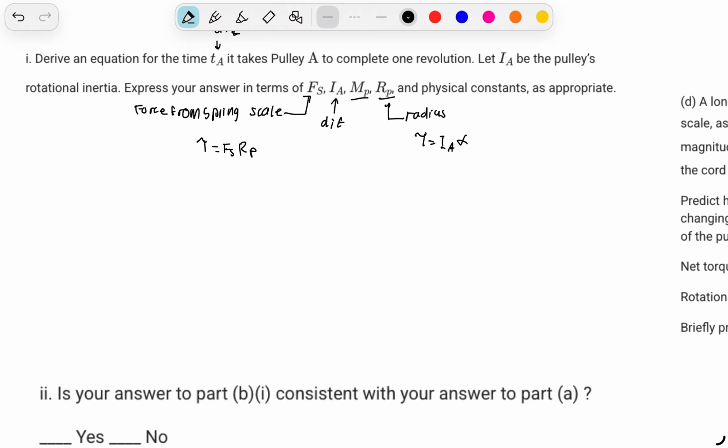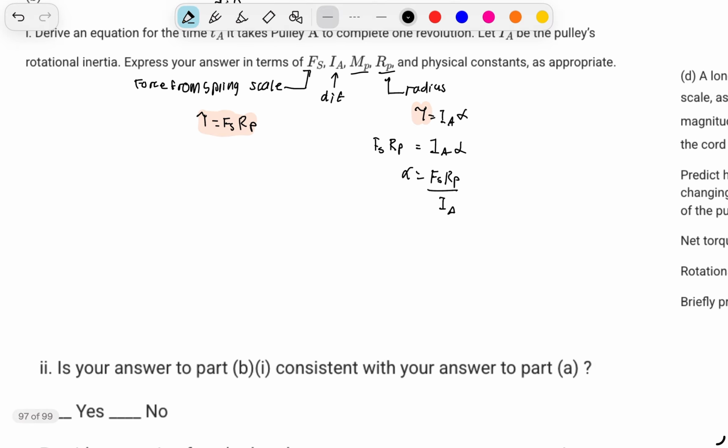So we can substitute in our torque as well. We just found that torque is equal to this, so you're just going to substitute that in where you have torque. That's going to be Fs Rp is equal to I alpha, where alpha is the angular acceleration. If you just solve for angular acceleration, it's going to be Fs times Rp divided by Ia.